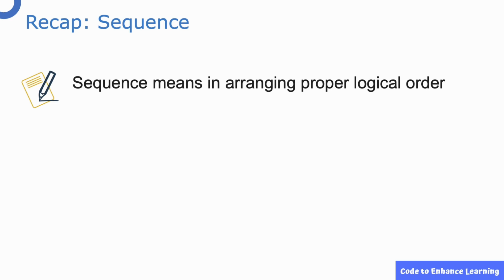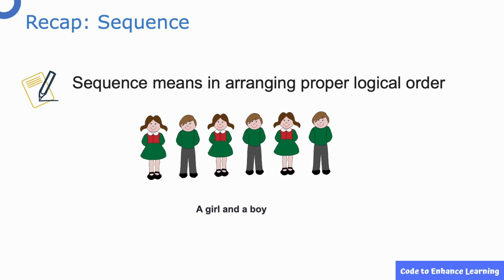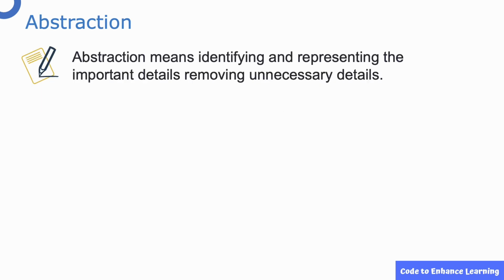A sequence means something arranged in a proper logical order. Example, this is a sequence of a girl followed by a boy. Now, let us understand abstraction. When we are creating something, there are many things that may be confusing. It is a good practice to identify the main details while removing the unnecessary details so that it brings more clarity. This process is called abstraction.